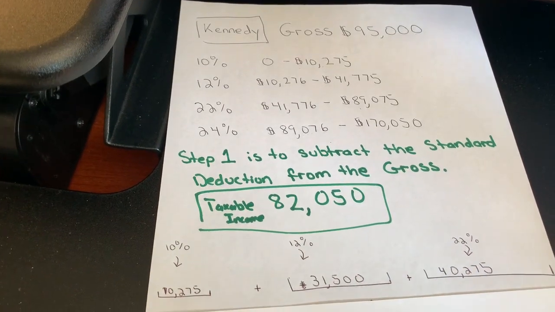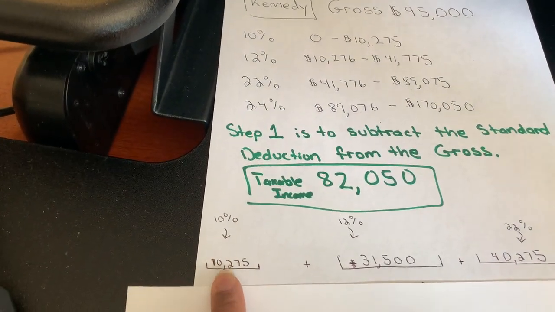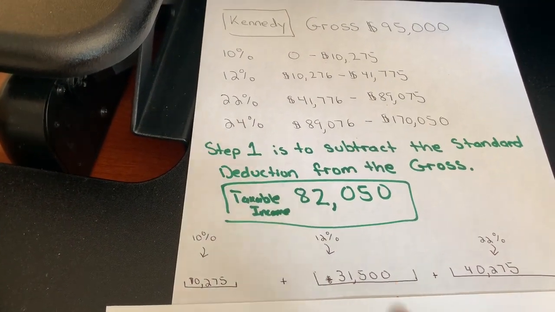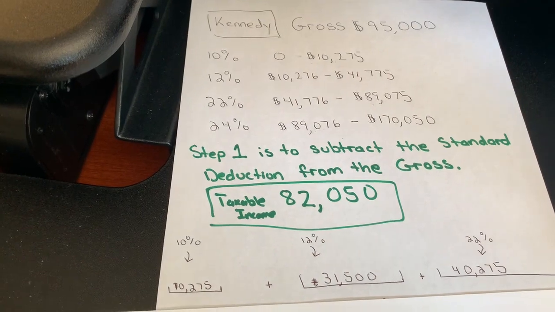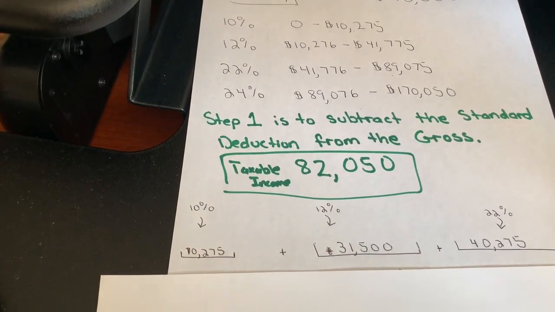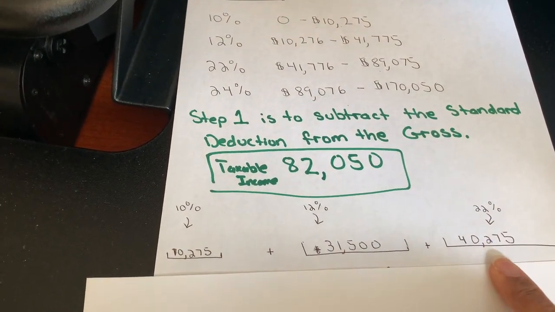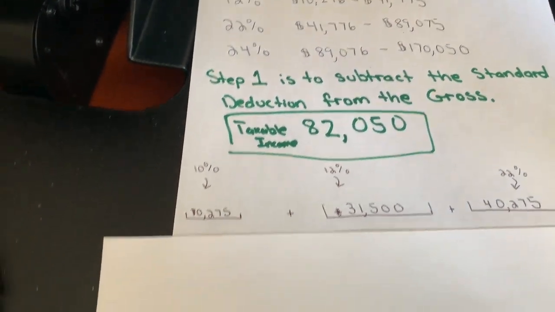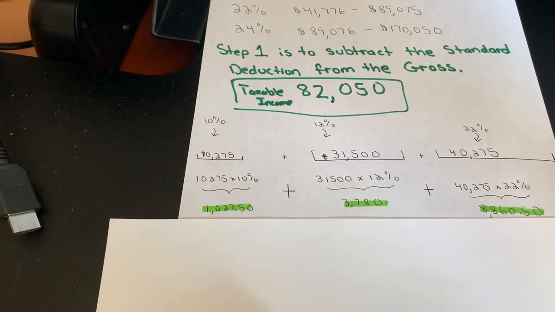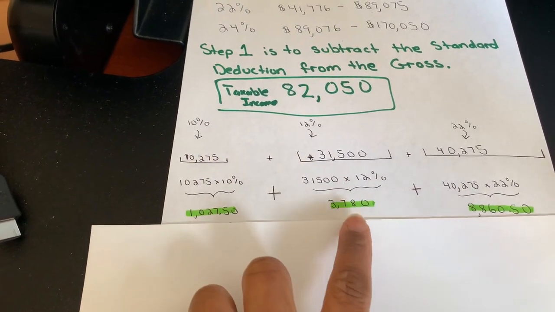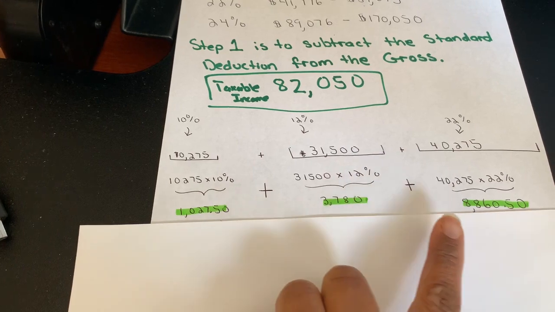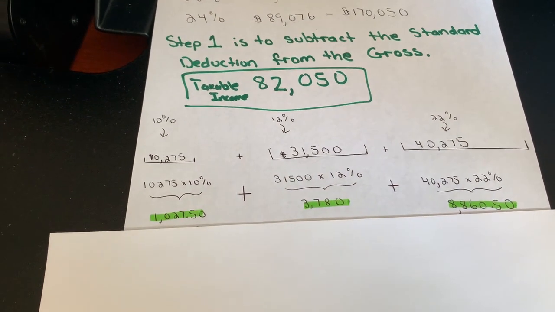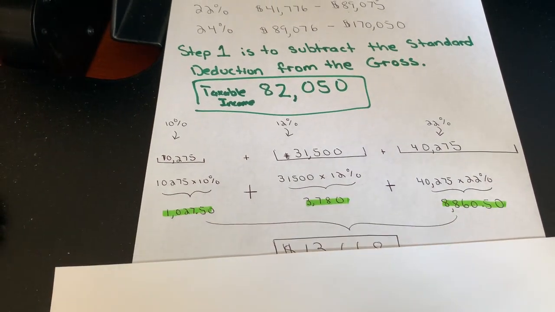And then in my last bracket, if you are going along, the 82,000 fell within here, but you have to ask yourself, wait a minute, I already paid taxes on 10,275, and already paid taxes on 31,500. Well, of the 82,000, how much have I not already paid taxes on? That would be the 40,275. That's the piece that gets taxed at 22%. So then you just do the math for that piece. You just do 10% of that amount, 12% of 31,500, and 22% of 40,275. And then we add those wonderful totals together.